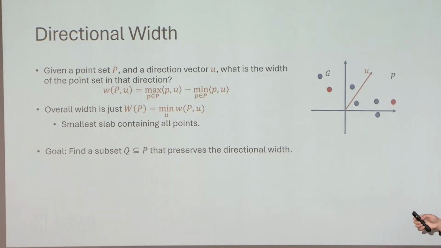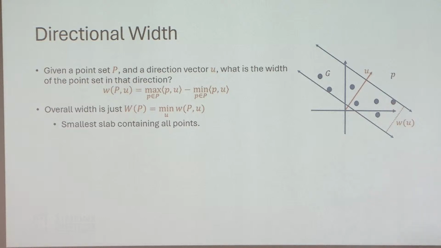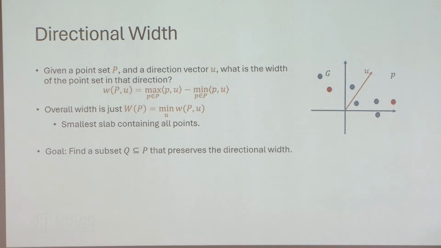Okay, and let me also mention that the overall width of a point set is the minimum directional width over all possible directions. Okay, and again, why people care about it is that they want to say if their data set lies approximately on a hyperplane, all lie on a hyperplane or not. Okay, so what's the goal? The goal is to find a small subset of the data such that it preserves this width or directional width with respect to all directions, that's going to come later.